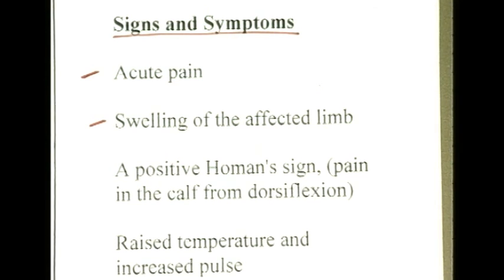Now, there's a chap called John Homan, who was an American surgeon. In 1877, he identified something which has become called Homan's sign. And Homan's sign is pain in the calf when you dorsiflex the foot.